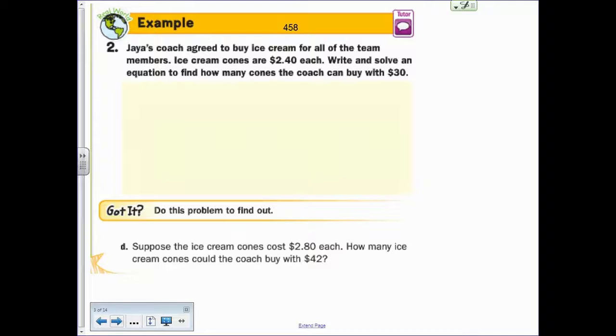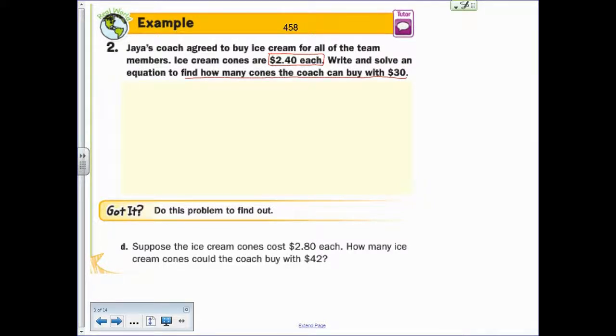Let's take a look at example number 2. It says, Jaya's coach agreed to buy ice cream for all of the team members. Ice cream cones are $2.40 each. $2.40 per cone. It says, write and solve an equation to find how many cones the coach can buy with $30.